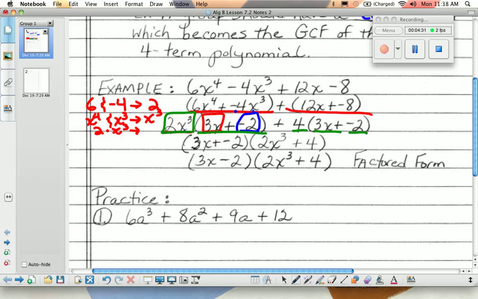Now, notice something, so here's our greatest common factor for the second group. And notice something now about these 2 factors, the resulting factors of both of them. What's true?